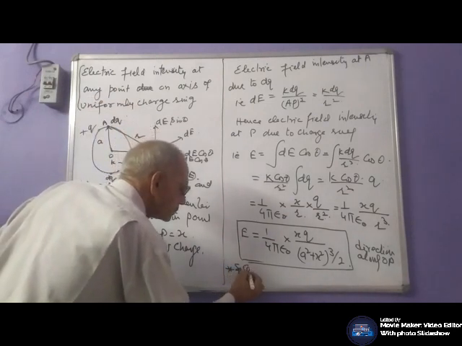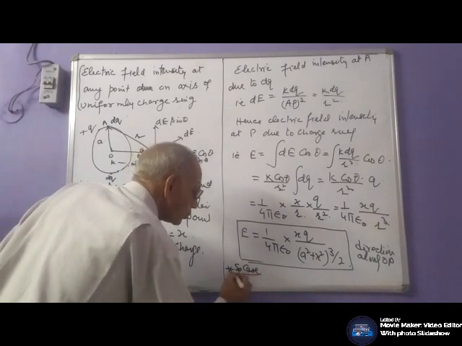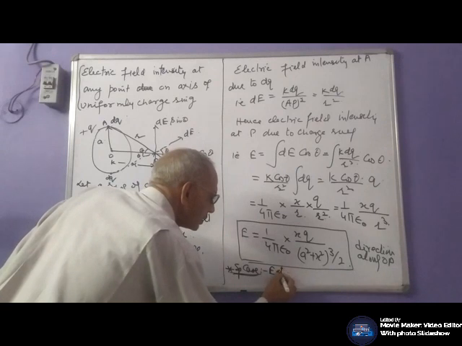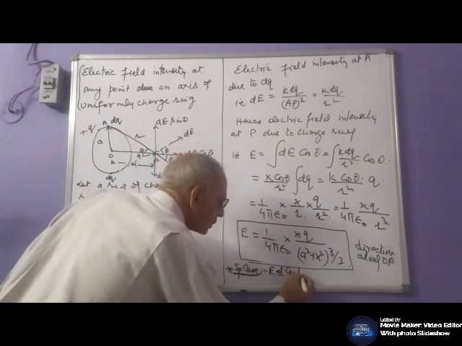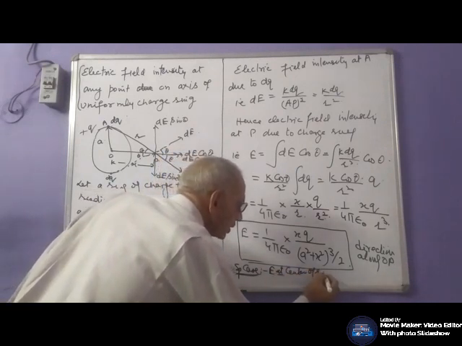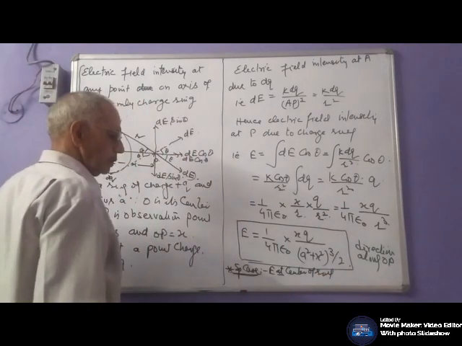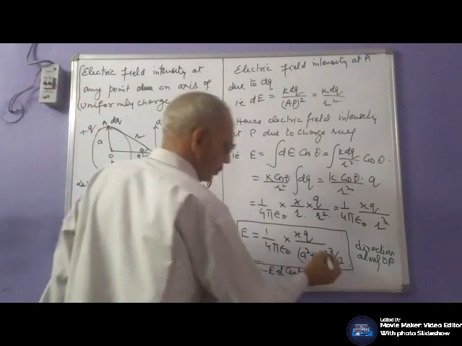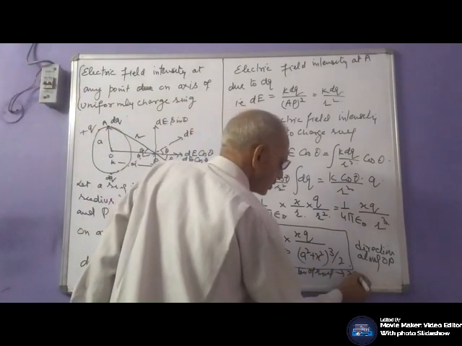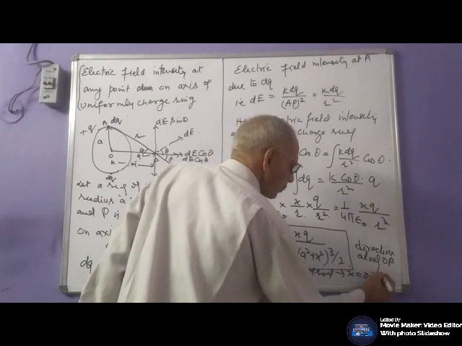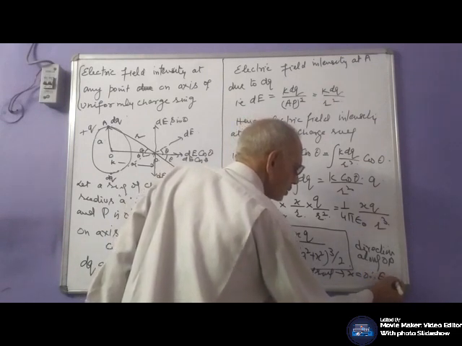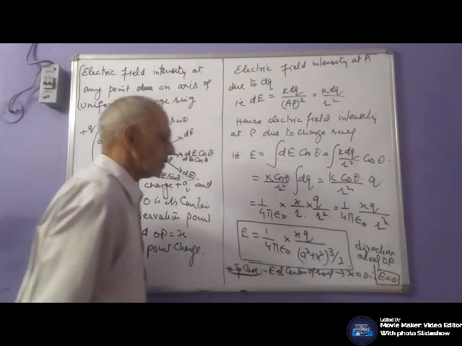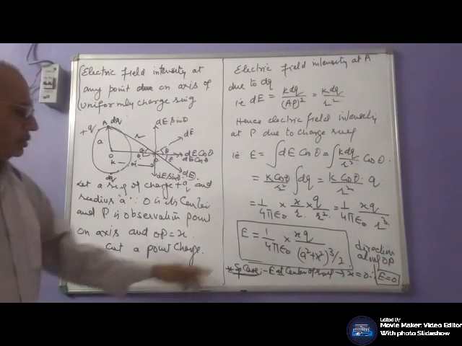Special case: E at the center of the ring. At the center x is 0. Put x equal to 0 here. Therefore E is 0 at the center of the ring.